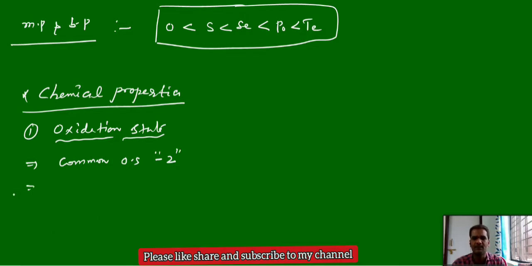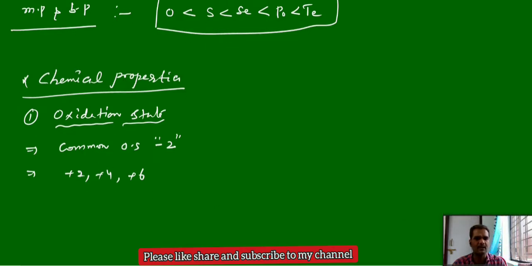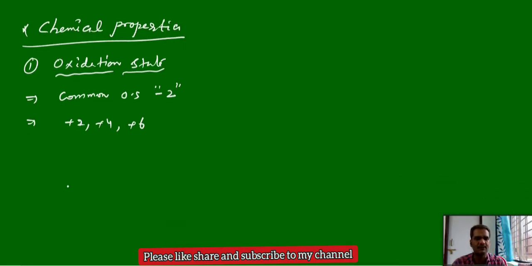Apart from this, these group elements can show other common oxidation states also, like +2, +4 and +6. Here the stability of the higher oxidation state decreases from top to bottom. The higher oxidation state is the +6 oxidation state. So for these elements, the stability of the +6 oxidation state decreases from top to bottom.